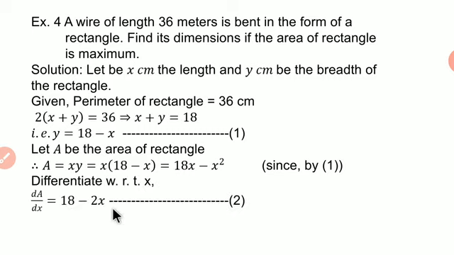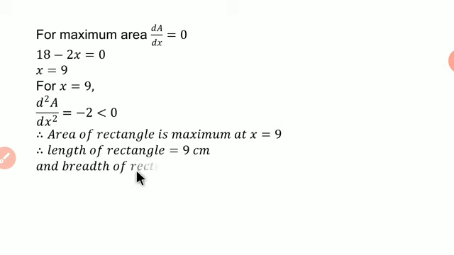Therefore, the length of the rectangle is equal to x, which means it is 9 centimeter, and the breadth of the rectangle is 18 minus x, which means 18 minus 9, it is 9 centimeter. And hence we observe here the rectangle is a square.